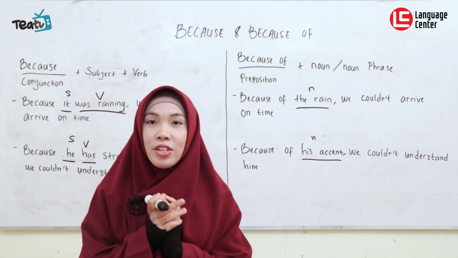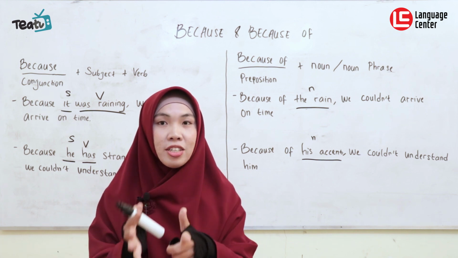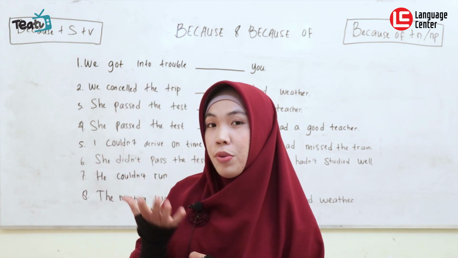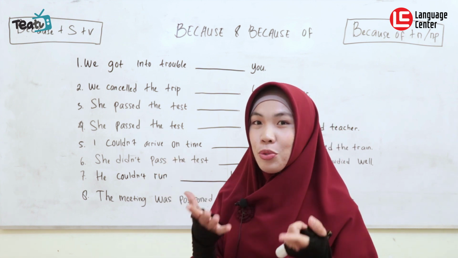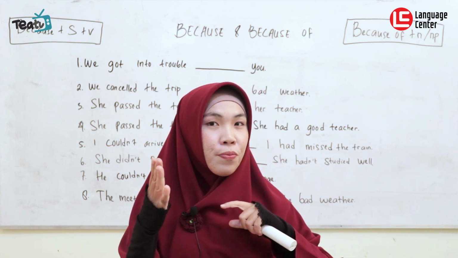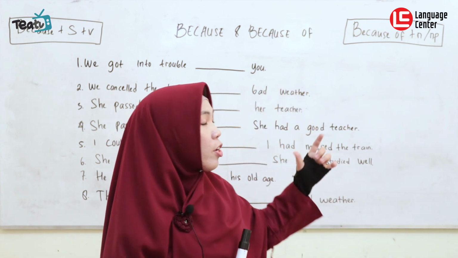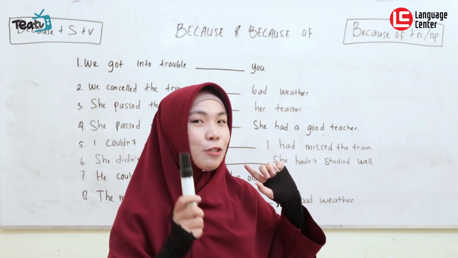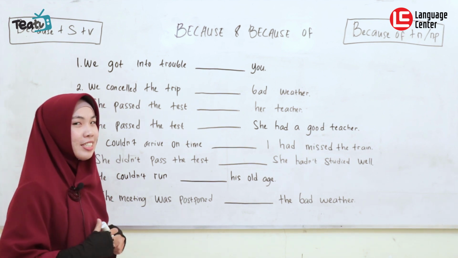I think you understand my explanation, and after this I will give you some exercise so that you will understand because and because of better. Here is the exercise that I mentioned before. On the whiteboard, there are questions that we are going to answer together. But before that, let me remind you: if we use because, it will be followed by subject and verb. If we use because of, it will be followed by noun and noun phrase. Okay, good. Now let's read the first question together.